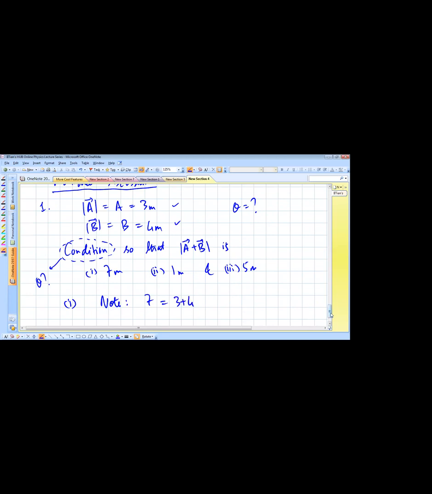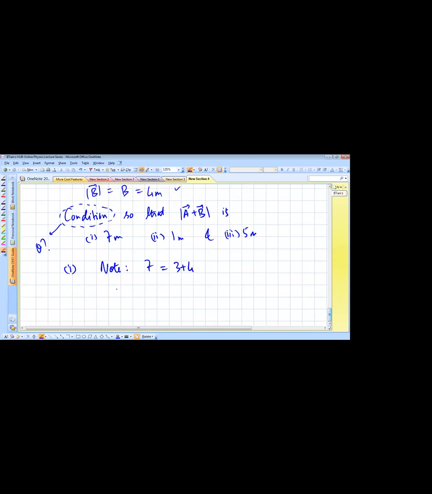Okay. So from that, you can easily realize without doing anything that theta should be 0. Because that's the only way the resultant can be the sum. The corresponding diagram is like this. If this is the vector A, then this should be the vector B. Because they are displacements, the resultant is becoming 7. This is the only way this is possible.